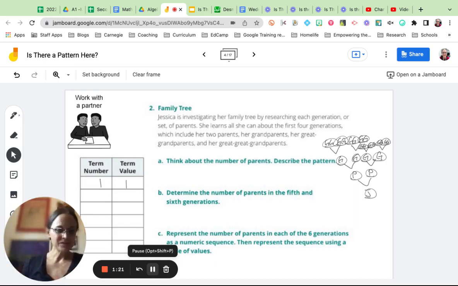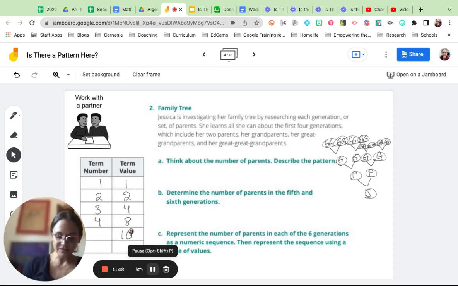You've hit play, so that must mean that you're ready to talk about the patterns that we see in Jessica's family tree. Well, like we said earlier, at first there's just one person in the row. Then our first generation, that's Jessica. And our second row shows Jessica's two parents. Our third row shows her four grandparents, and our fourth row shows her 8 great-grandparents.